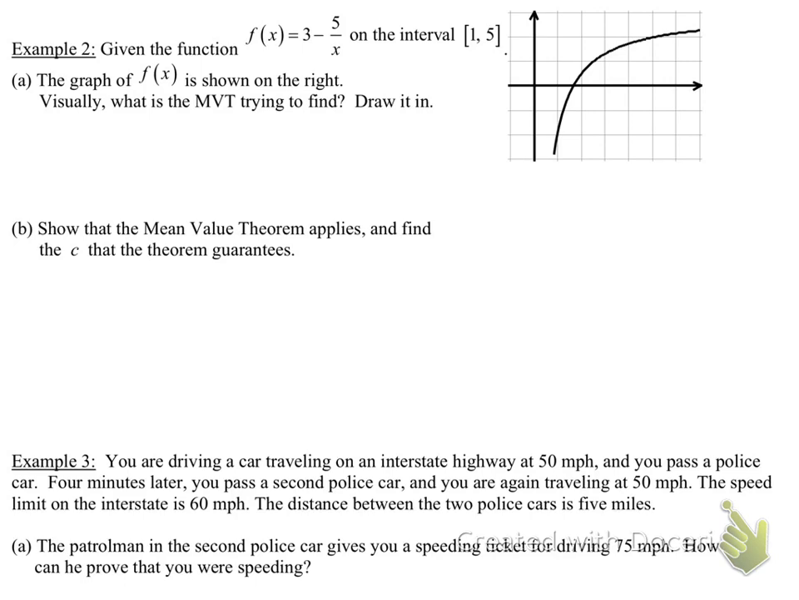Next up, given the function f of x equals 3 minus 5 over x on the interval 1 to 5, we are going to look at this visually and try to figure out what the mean value theorem is trying to find. So we draw in our secant line, and somewhere along the curve, we are going to have a parallel tangent line. Let's see if I can draw it. I cannot draw it, of course. Oh, that's pretty close. And we need to figure out where that tangent line occurs.